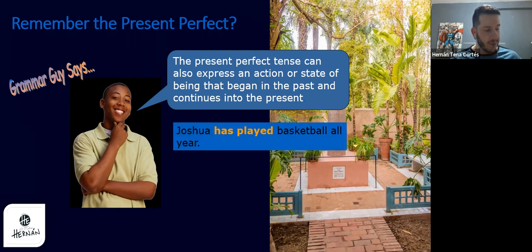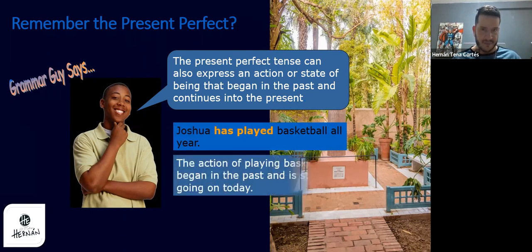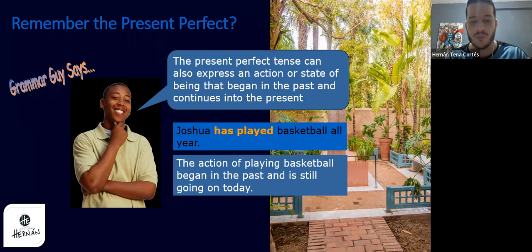But when we use the present perfect, the action is not finished. Here's another example. Joshua has played basketball all year. The action of playing basketball began in the past and is still going on today. So this person is in the basketball team. He started playing basketball. He is not finished playing basketball. Probably he will continue to play basketball.